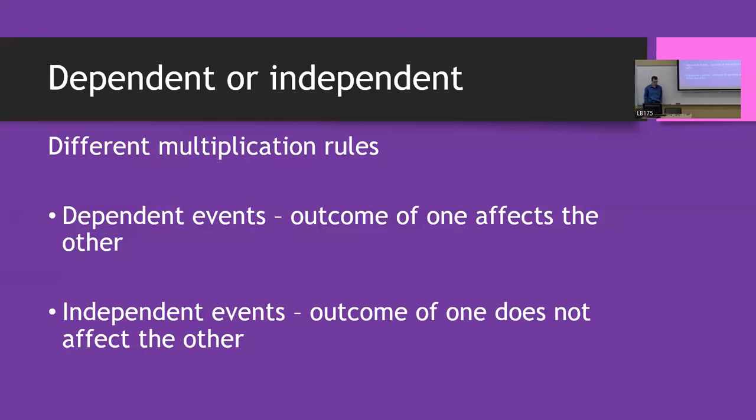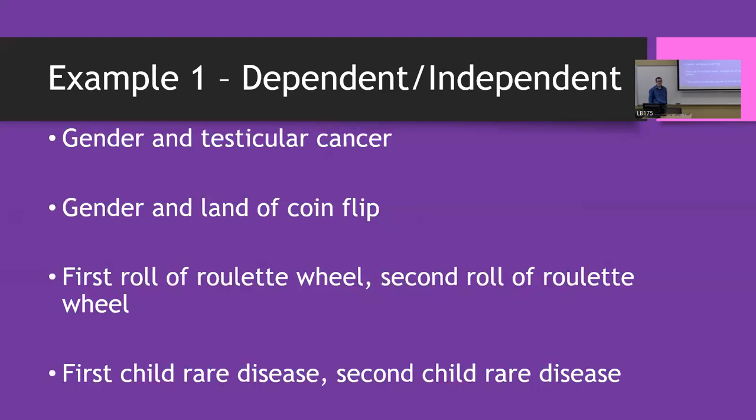Now, dependent events are when the outcome of the first affects the outcome of the second. Independent events are where the outcome of the first does not affect the outcome of the second. Let's try to figure out whether features are independent or dependent.